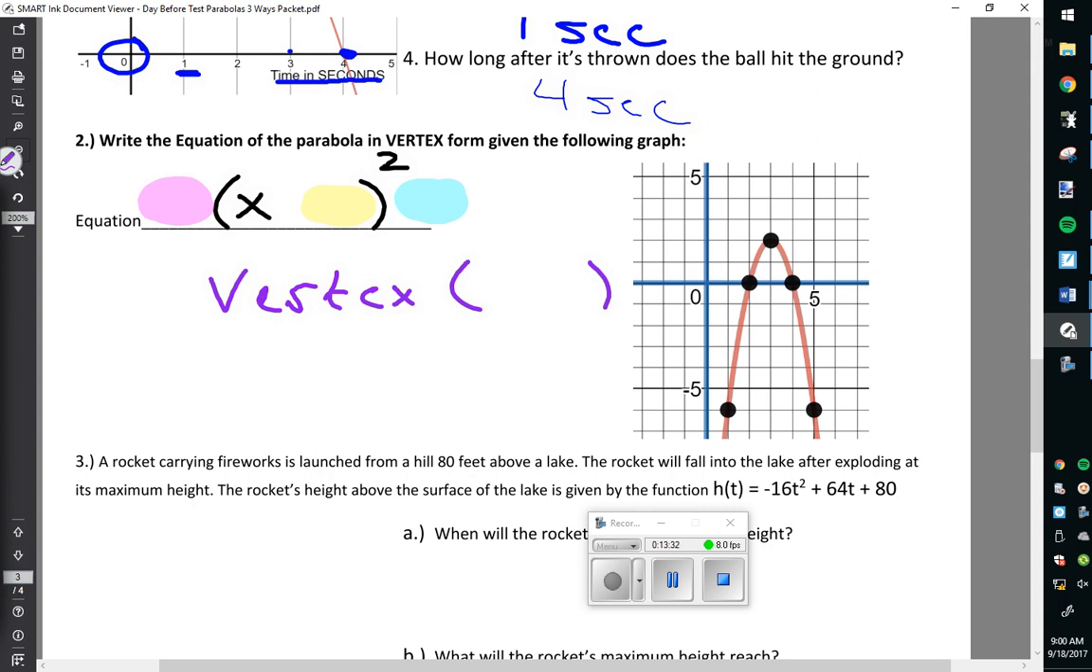So I went this way, I went over 3, and then I went up 2. My vertex is (3, 2). Next thing I'm going to do is look at my pattern. Okay, so as I look at my pattern here, I started right here.